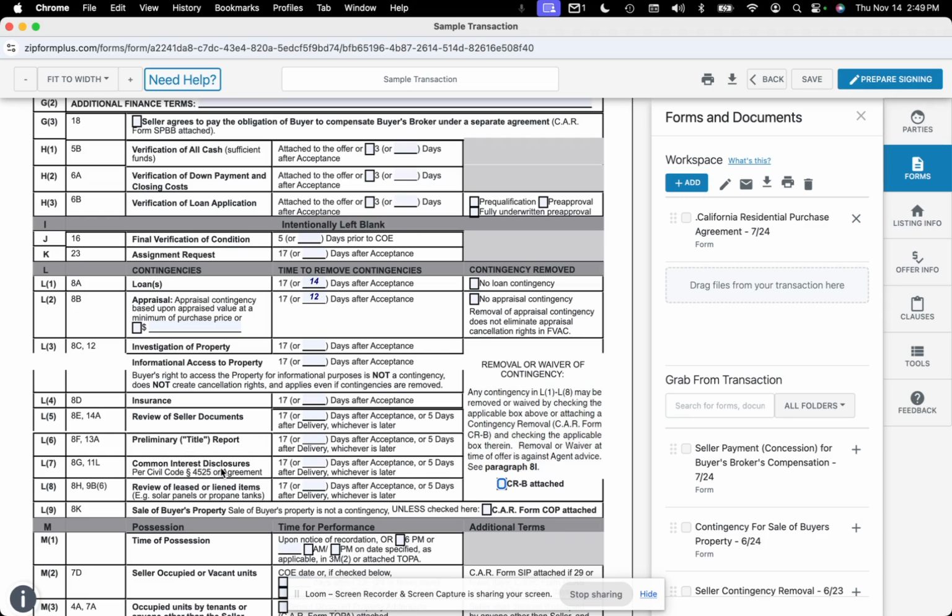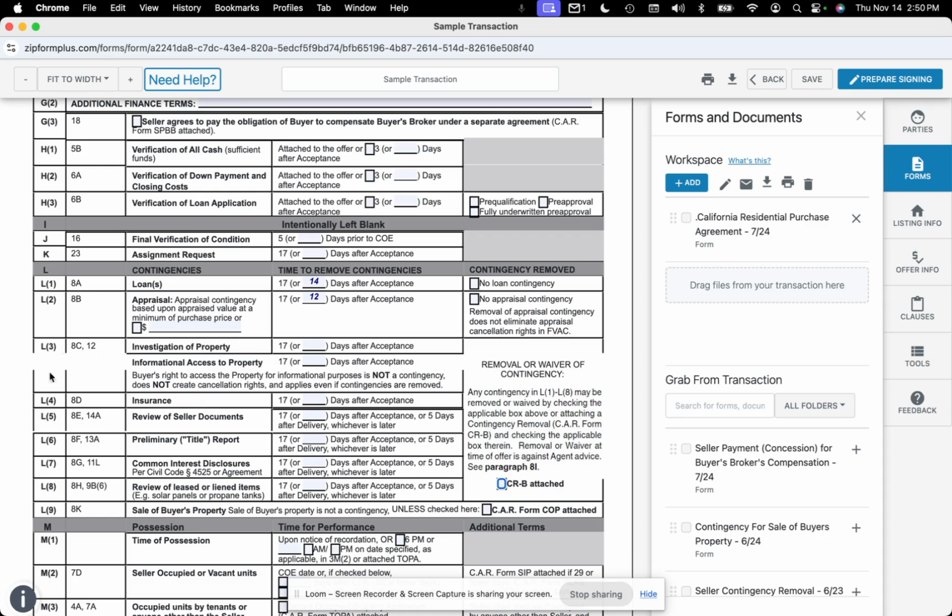Common interest disclosures pertain to the HOA bylaws, or the financials of the HOA, or the meeting minutes, whatever they send you for the HOA disclosures. You can get out of the contract for that purpose. And the review of leased or liened items. Let's say they have solar panels. Here you go. Solar panels or propane tanks or maybe a water softener, anything that you're going to be required to take over as a lease or a lien on the property that they can't get rid of, then you get to review these. And if you don't like any of this stuff, you can exit the contract and get your money back.